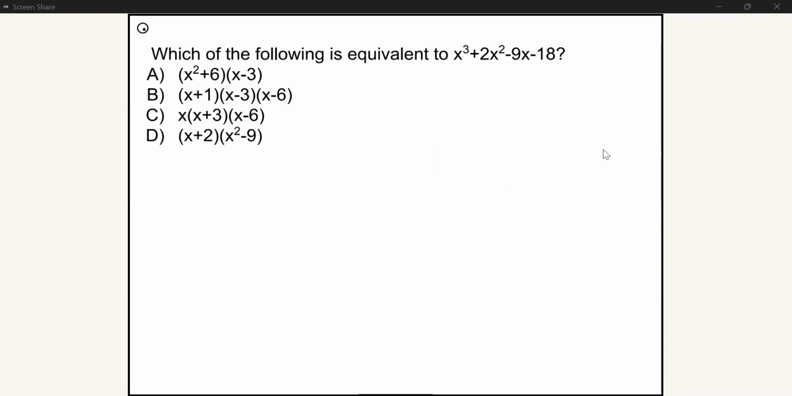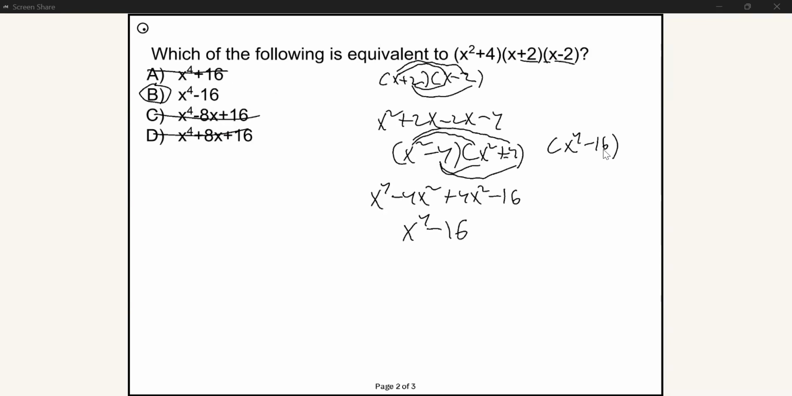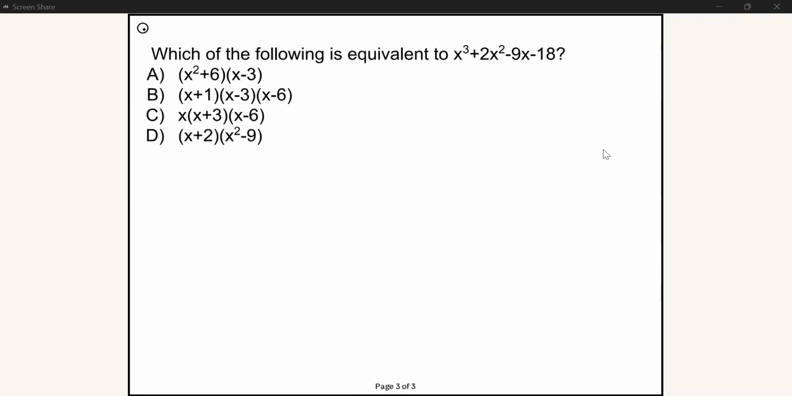Which of the following is equivalent to this? So here we're going in reverse, right? And on this one, you could do Desmos. You put this equation in, see where it crosses the x-axis, and that gives you the solutions, right? So if it crosses at 3, that means x minus 3 is a solution. If it crosses at 0, that means x is a solution. But we're going to do it the old-fashioned way and just go and look at the answer choices.